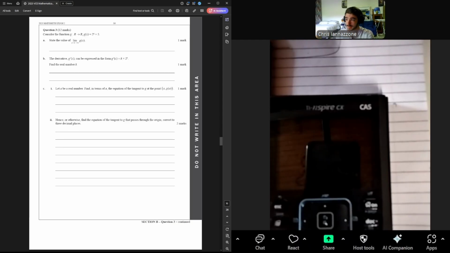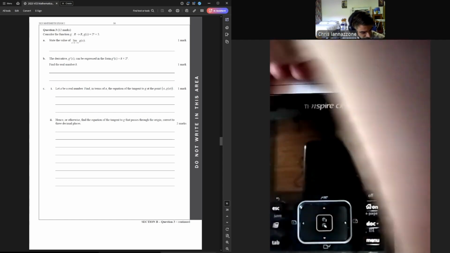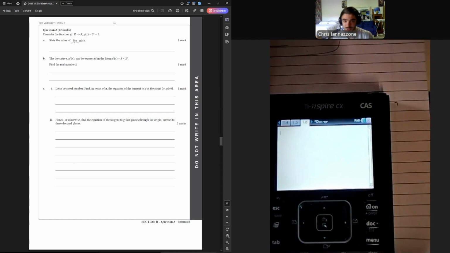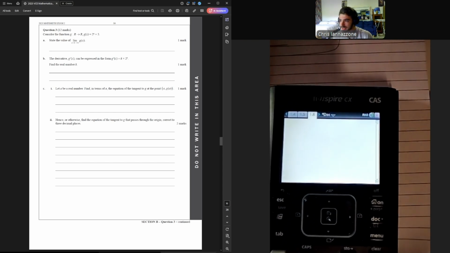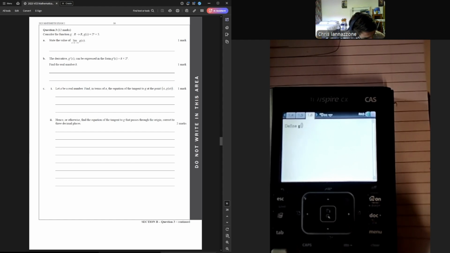Okay, next up, part 3a. This is possibly about as easy as it could get. State the value of the limit as x approaches negative infinity of g of x. The reason why I say it's basically as easy as it can get is because even if you don't know what it is saying, all you ever have to do is define g of x and literally plug that in exactly to the CAS. So, g of x is equal to 2 to the x plus 5.